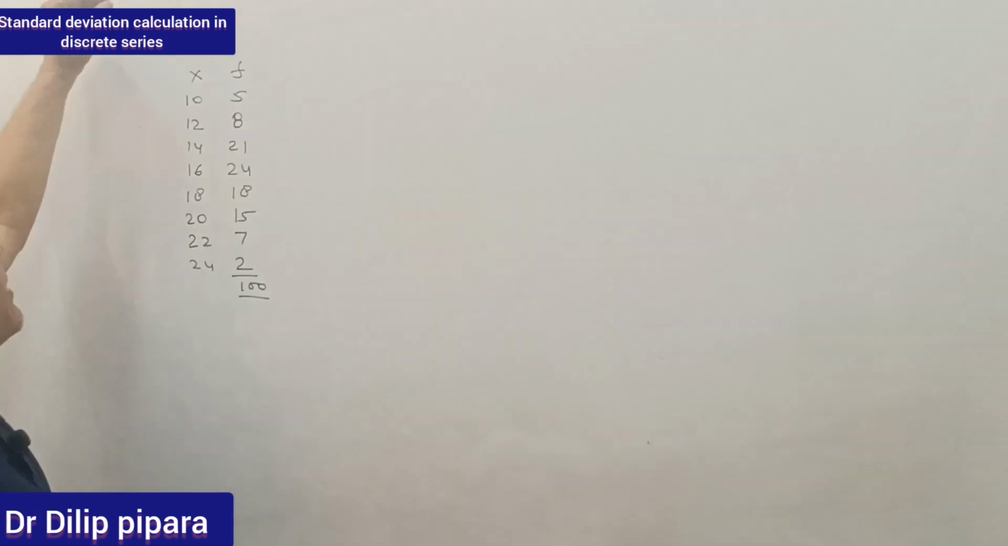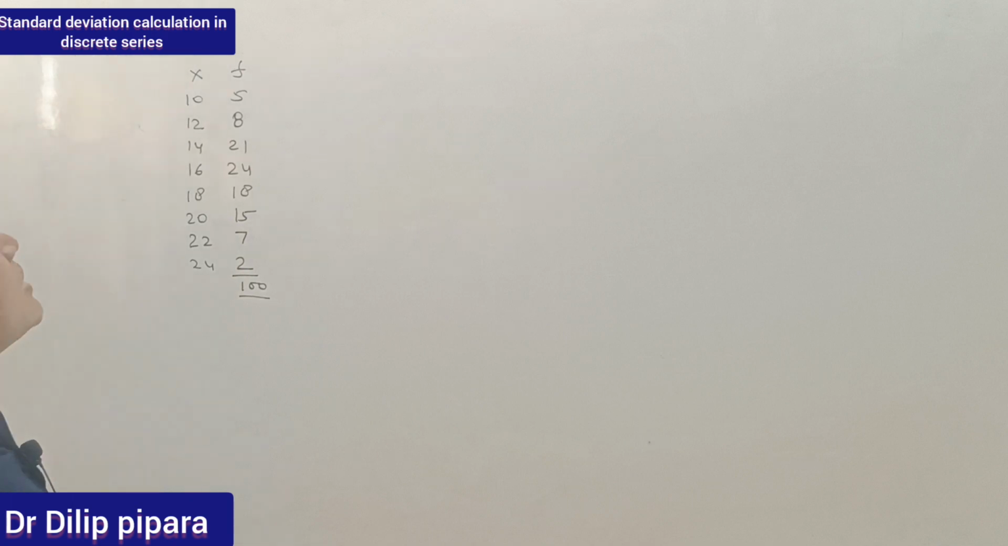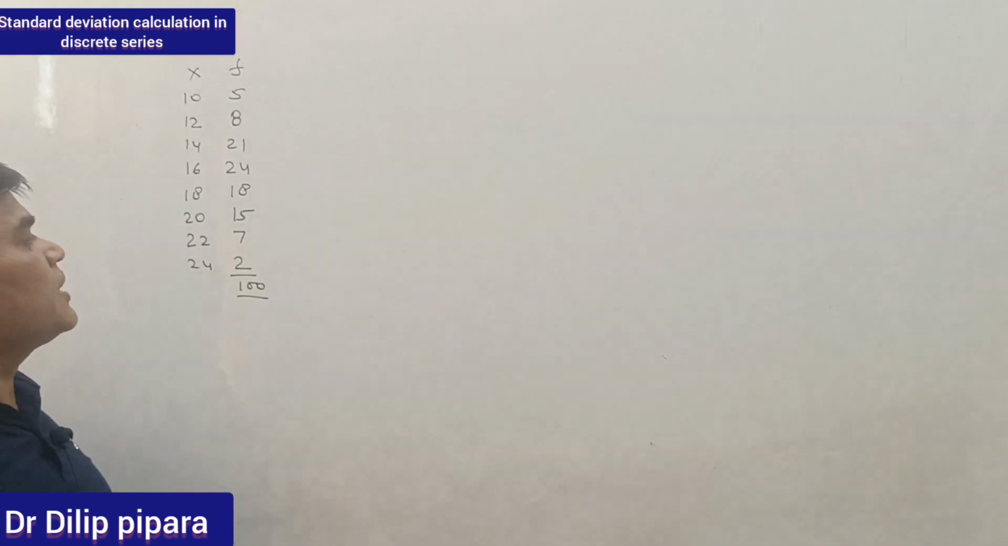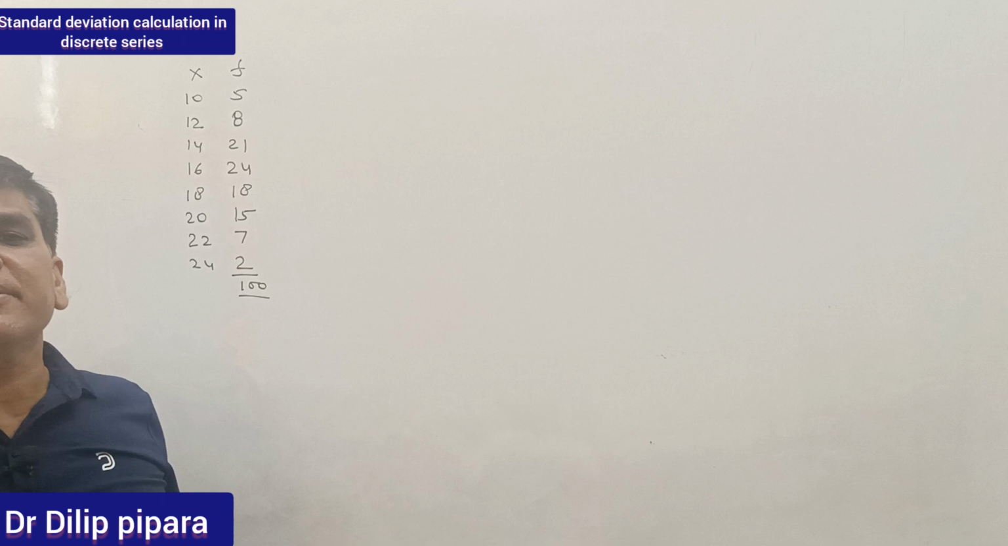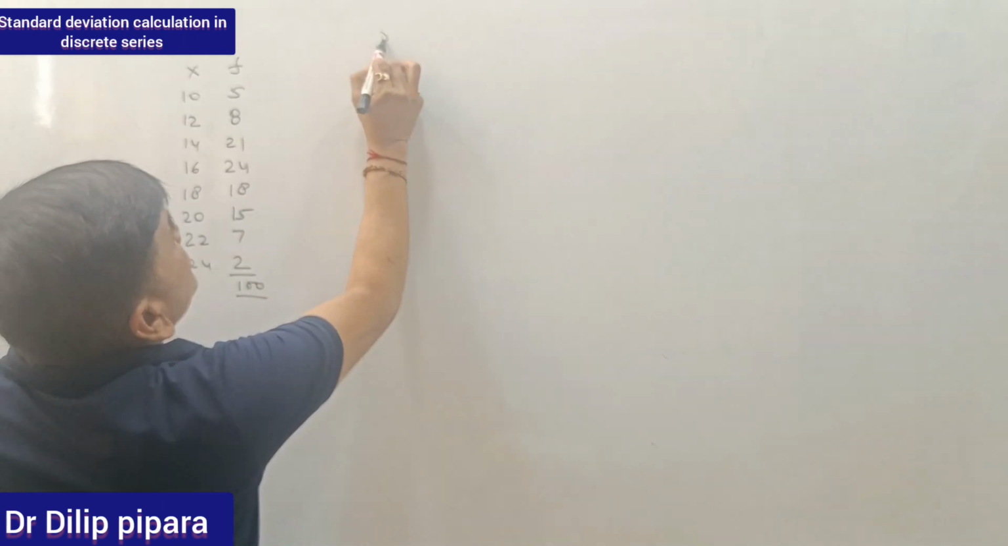The value of x is given as 10, 12, 14, 16, 18, 20, 22 and 24. The frequency of the items is given as 5, 8, 21, 24, 18, 15, 7, 2. The total of the frequency is 100. So first, I am using the direct method.